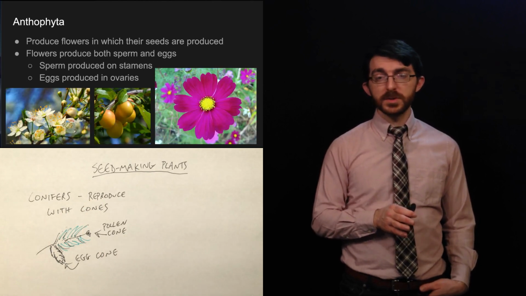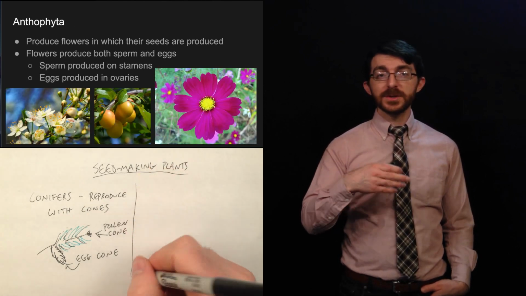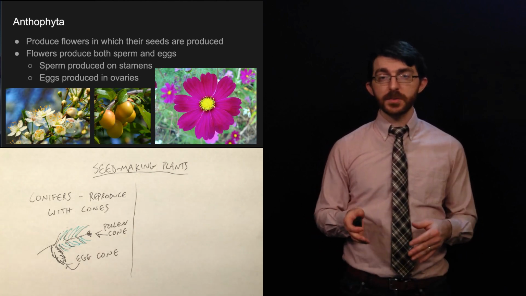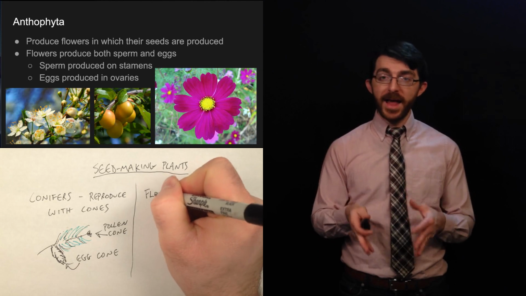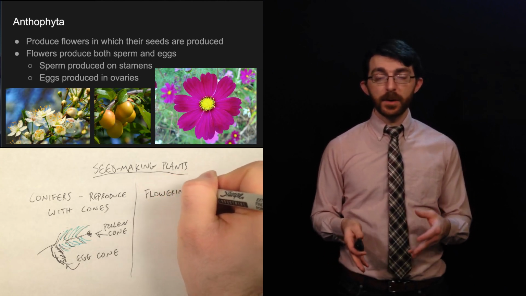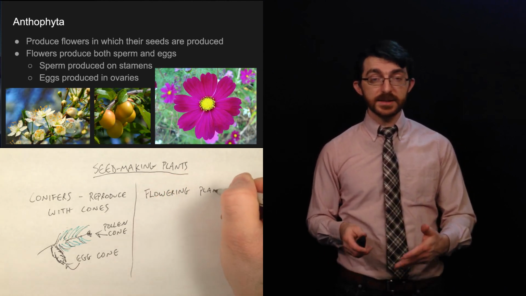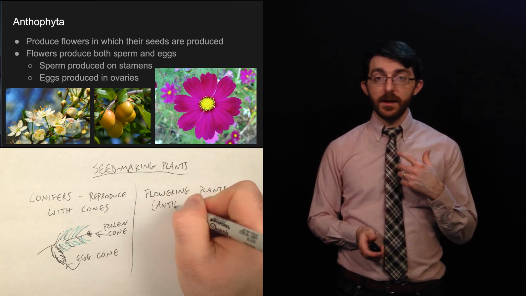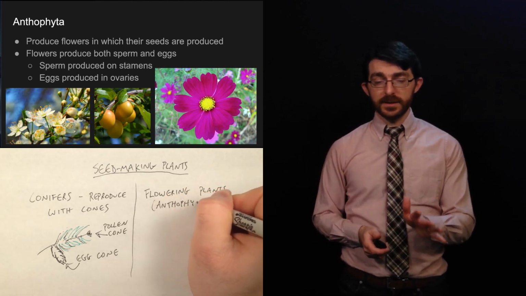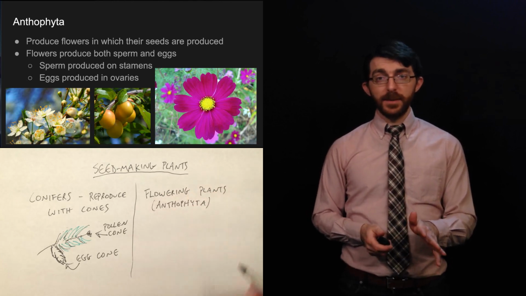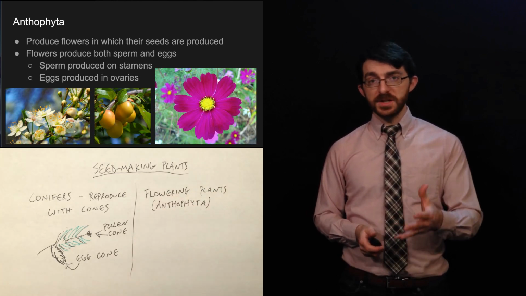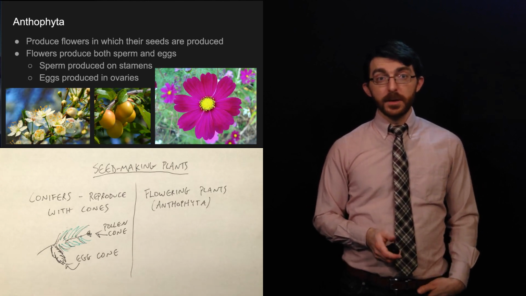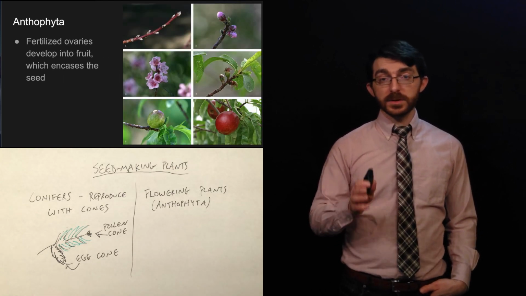Anthophyta, those would be the plants that produce flowers in which their seeds are produced. So flowers produce both sperm and egg cells. The sperm is produced on the stamens, that's where the pollen comes from, and eggs are produced in the ovaries. This is a great lesson to do in the spring because, well, allergies, and this is where flowers are starting to bloom as well. So Anthophyta, we've also got this going on.